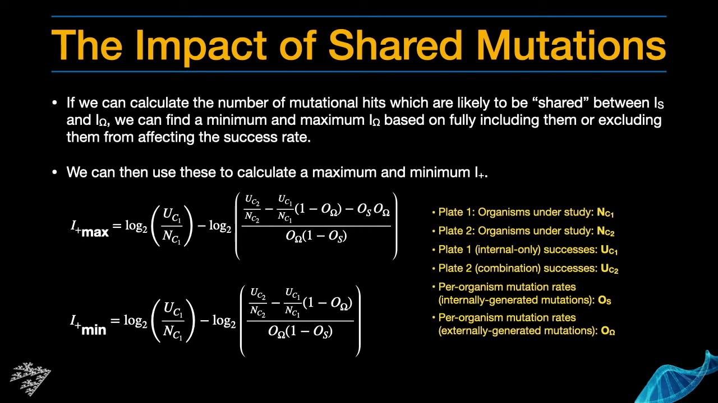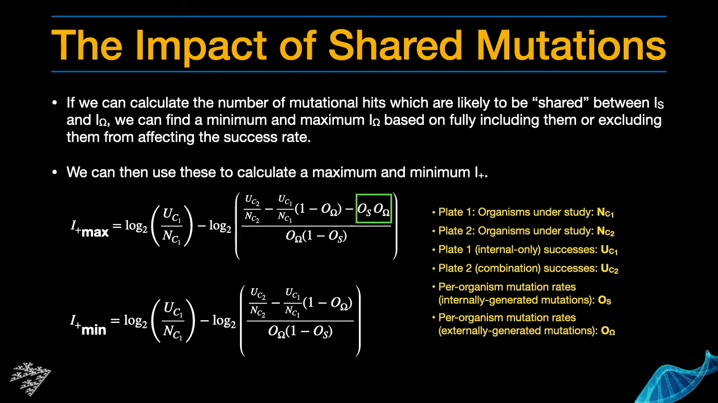Then UC1 is the internal only successes. UC2 are the total combined successes for plate 2. Then the OS is the per organism mutation rate from internally generated mutations, and O omega is the per organism mutation rate for externally generated mutations, the ones that we induce. Okay, and so that's what those things mean. And so you can read in the paper more how that's derived.